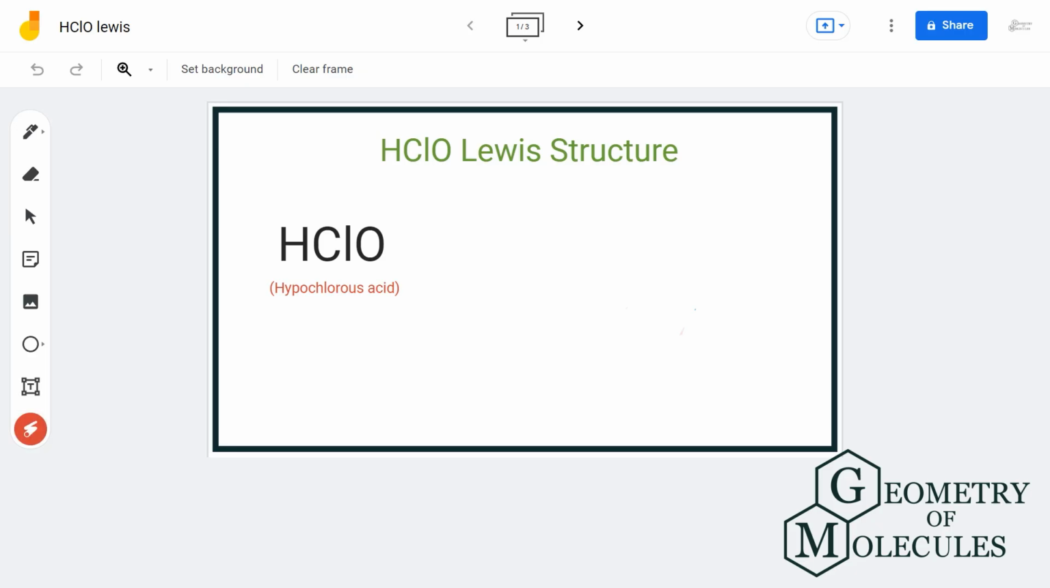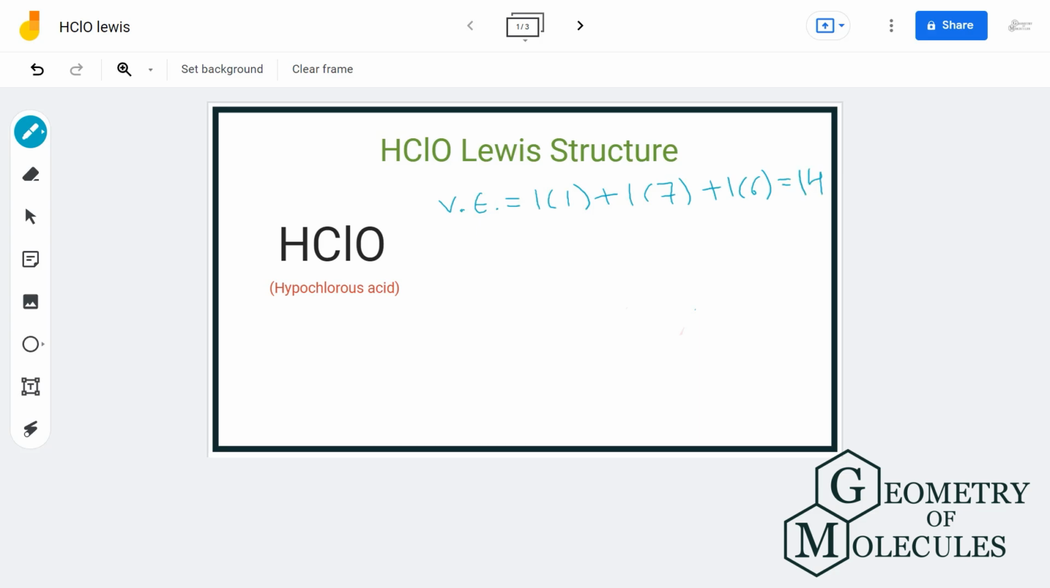In this video, we are going to look at the Lewis structure of HClO molecule. It's a chemical formula of hypochlorous acid. And to determine its Lewis structure, we will count up the total number of valence electrons. We have one hydrogen atom that has one valence electron, one chlorine atom that has 7 valence electrons, and one oxygen atom that has 6 valence electrons. Now that gives us a total of 14 valence electrons.